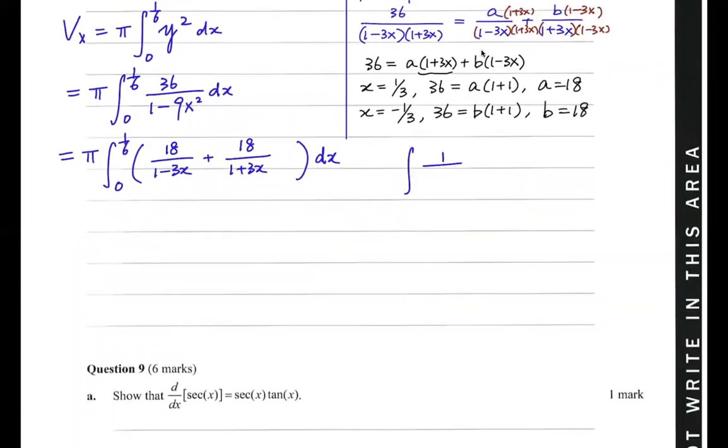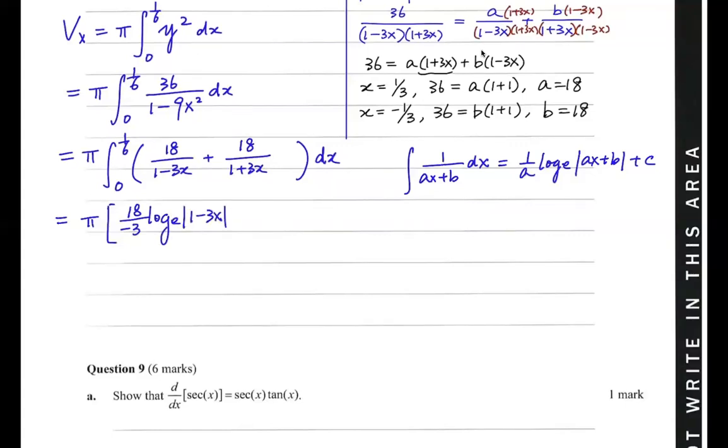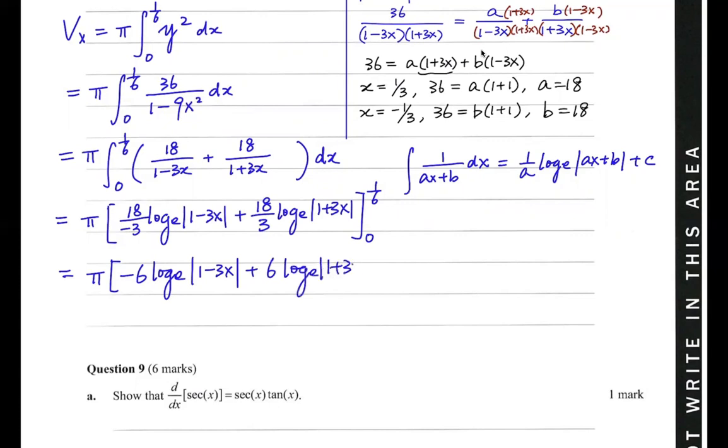Remember, we have our formula: the integral of 1 over ax plus b dx is 1 over a log e absolute value of ax plus b plus c. For definite integrals, we don't need plus c, so we just say 18 over minus 3 log e absolute value of 1 minus 3x plus 18 over 3 log e of 1 plus 3x, from 0 to 1/6. That is minus 6 log e of 1 minus 3x plus 6 log e of 1 plus 3x, from 0 to 1 over 6. Before I do any evaluation, I need to combine them together. 6 out, log e of (1 plus 3x) over (1 minus 3x).